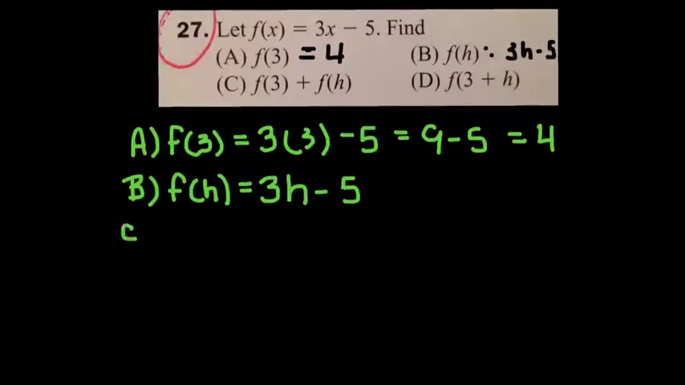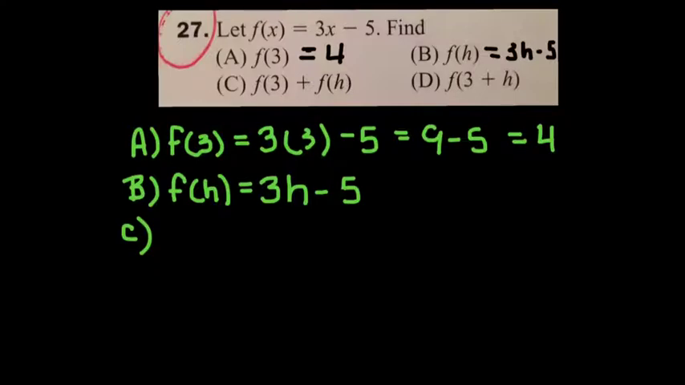For part C, I'm asked to find f of 3 plus f of h. Because I see that f twice, that means evaluating this function 2 different times, and then adding my results together. Well, I have to find f of 3, which I already did in part A. I have to find f of h, which I already did in part B.